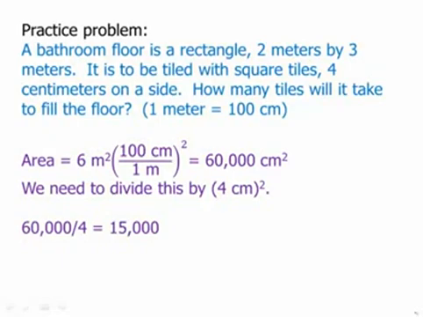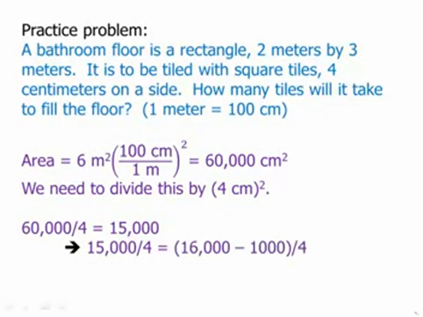And what I'm going to suggest is to make things easier, let's divide by 4 once and then divide by 4 again. So 60 divided by 4, that's easy. That's 15. Now we have 15,000. We want to divide that by 4. Well, here's one way to think about it. 15,000 is 16,000 minus 1,000. Well, 16,000 divided by 4, that's clearly just 4,000. And 1,000 divided by 4, that's 250. So 4,000 minus 250, that's 3,750. So that's a very easy way to get to the answer without even touching a calculator.